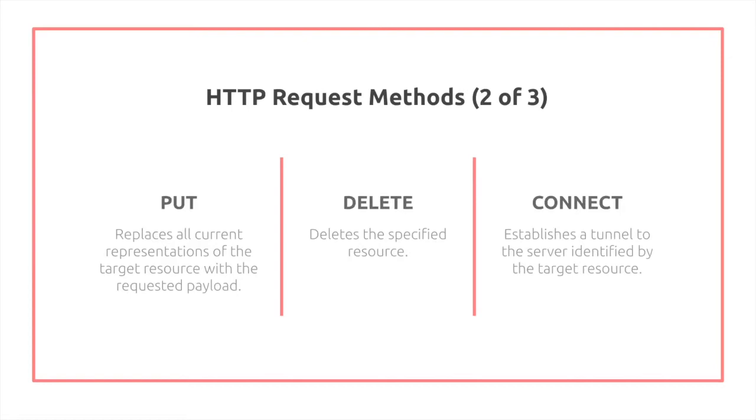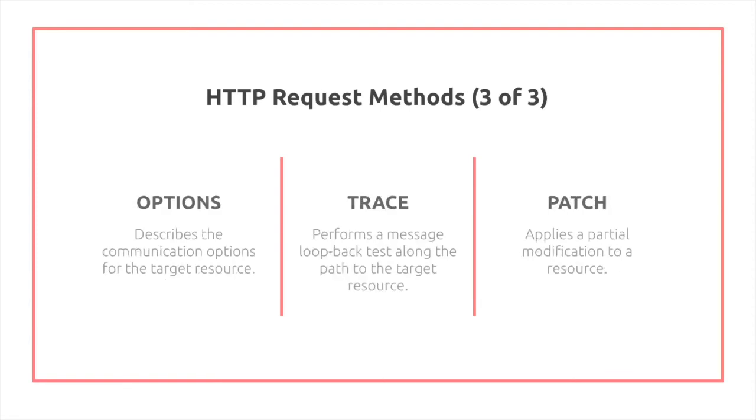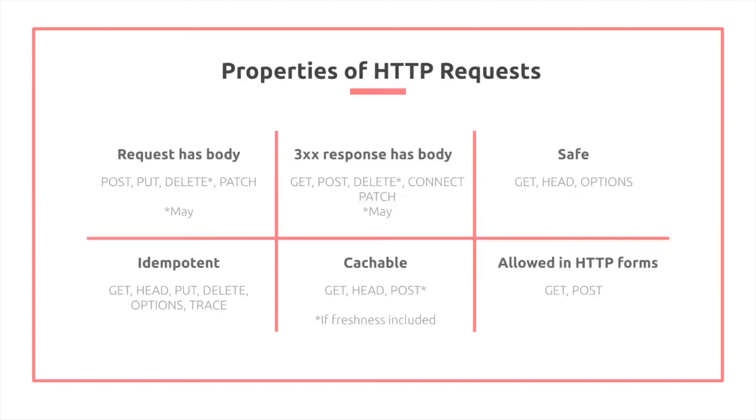Now the next 3 are PUT, DELETE, and CONNECT. PUT replaces all current representations of the targeted resource with the request payload. DELETE will actually delete it, while CONNECT establishes a tunnel to the server identified by the target resource, which can include tunneling such as HTTP tunneling or SSH. Now the last 3 are OPTIONS, TRACE, and PATCH. OPTIONS describes the communication options for the targeted resource, while TRACE performs a message loopback test along the path to the target resource. Lastly, PATCH applies partial modification to a resource.